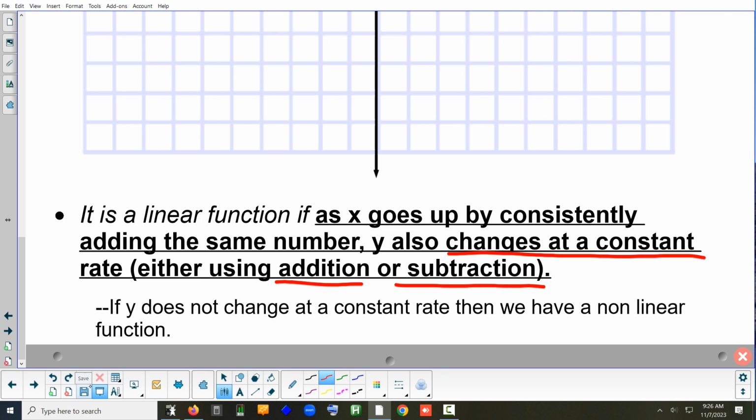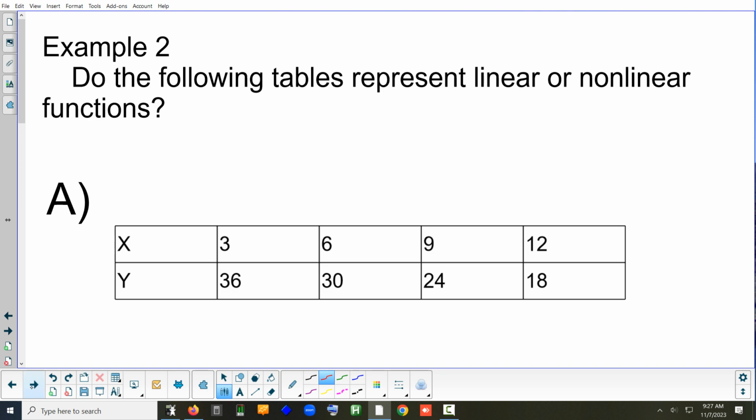Okay, so what we'll do now is we'll take a look at some tables, and we're just going to figure out if they are linear or non-linear. They're all going to be functions. Okay, there's no question about that. They're all going to have no repeats in the x's. So they're all functions, but I want to know if they are linear functions. Okay, so here's our first table.